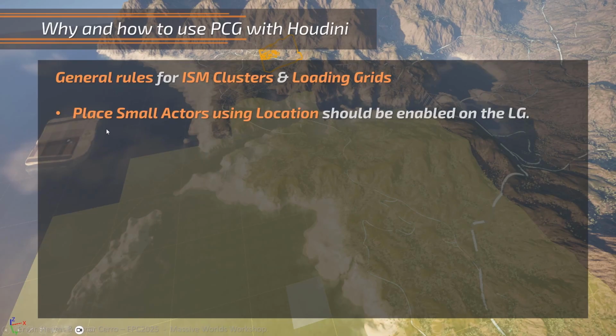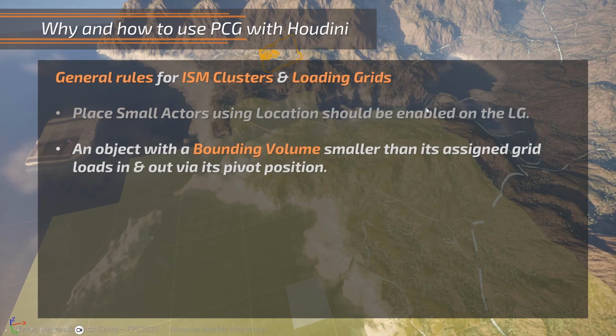Now, Place Small Actors Using Location basically tells the loading grid system and World Partition that the objects should load using their pivot positions if they are smaller than the loading grid in terms of bounding size. Now, this does mean that an object needs to have a bounding volume that is smaller than the grid that it's assigned to. Otherwise, it won't load in properly. It needs to be smaller, or it will automatically scale up to the next loading grid level.